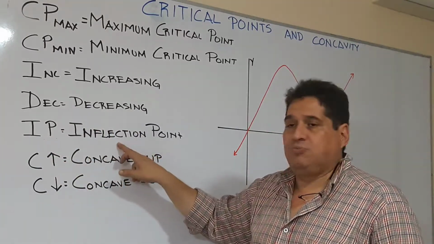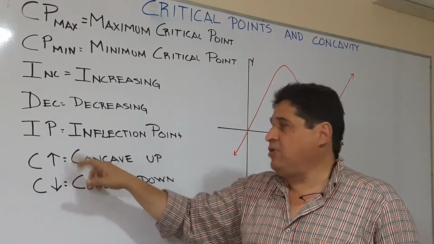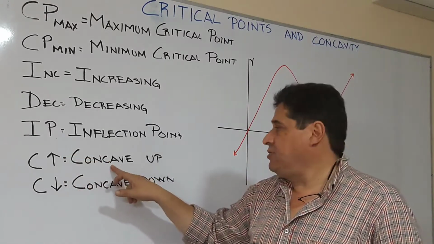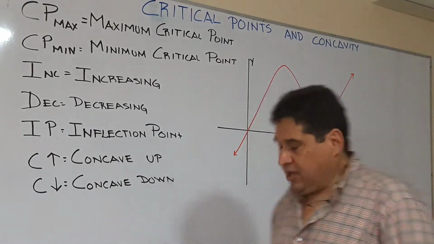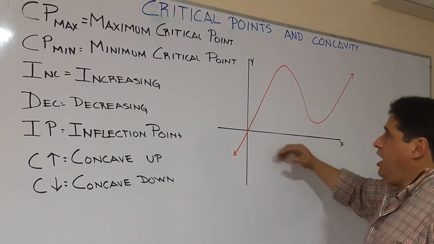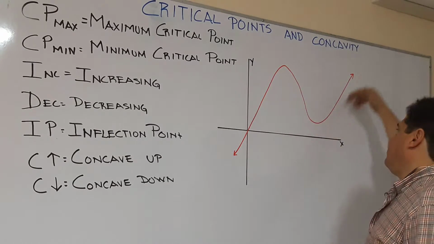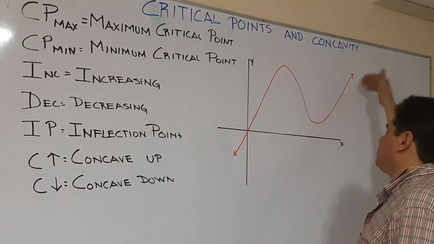IP, inflection point. C with an arrow pointing up, concave up. And C with an arrow pointing down, concave down. Okay? So we're going to have a graph and it's going to be going any way. Let's suppose we've got this graph right now.